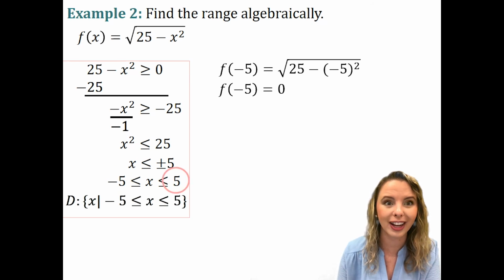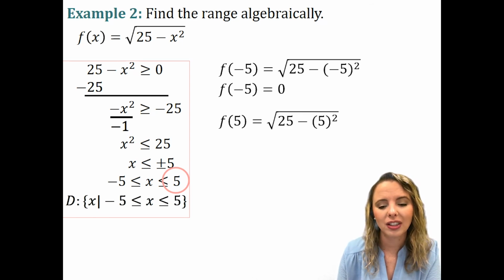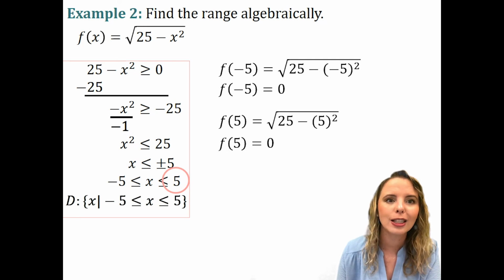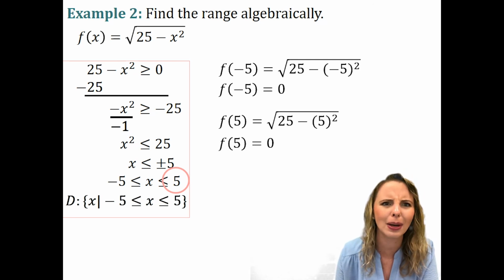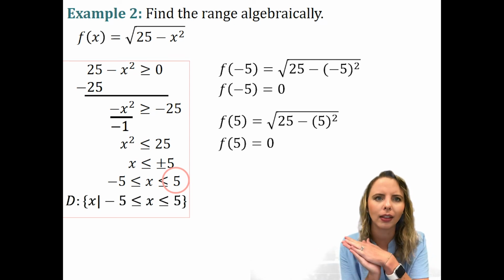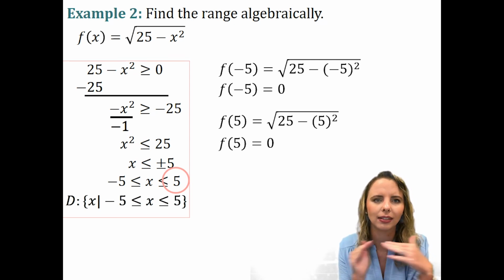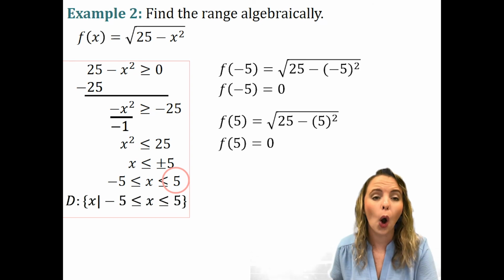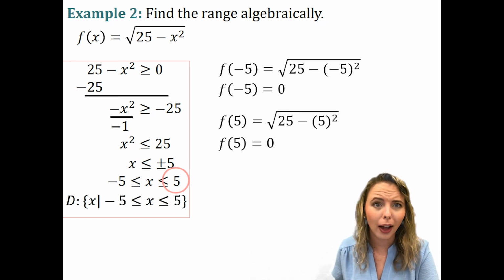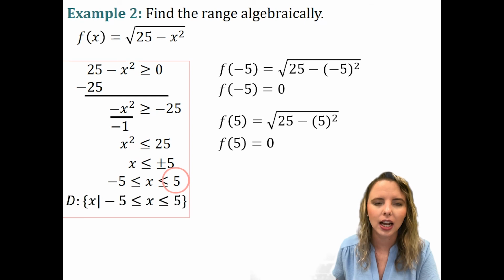We also know that we have another domain value, which is 5. So we need to do the same thing, f of 5. So square root of 25 minus 5 squared. 5 squared is 25. 25 minus 25 is 0. The square root of 0 is 0. So we know that our range is not just going to be 0 because our graph would be literally flat. That would be saying that our only range is going to be 0. No, that's not right, is it? So we have to think about that.